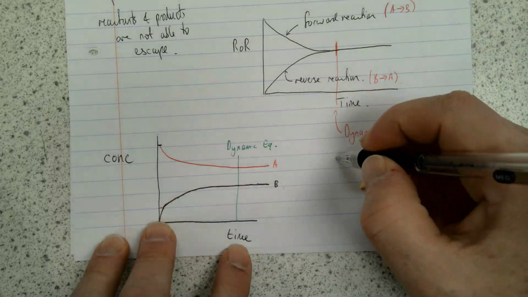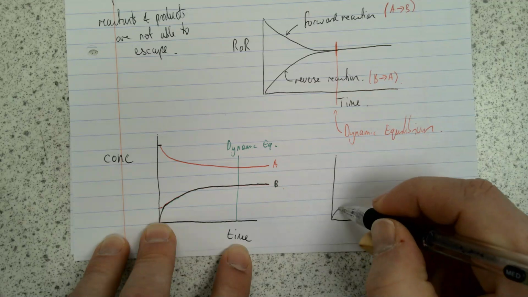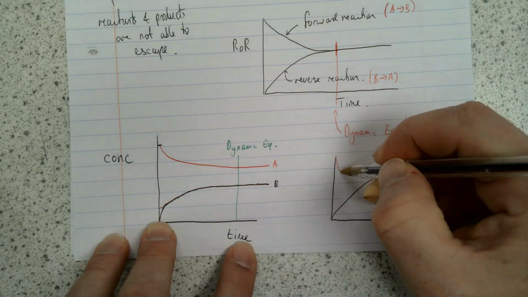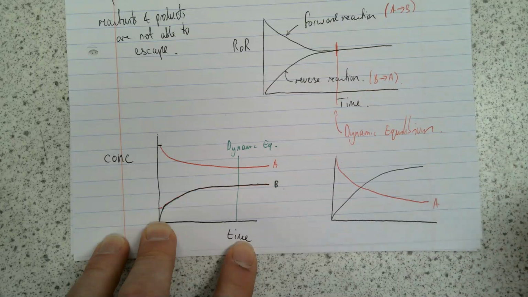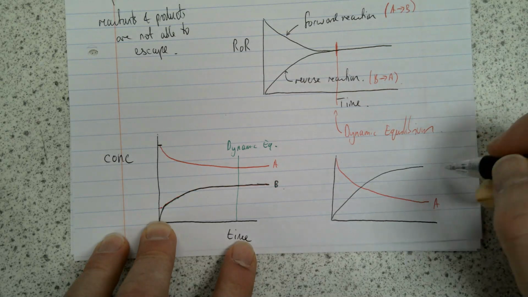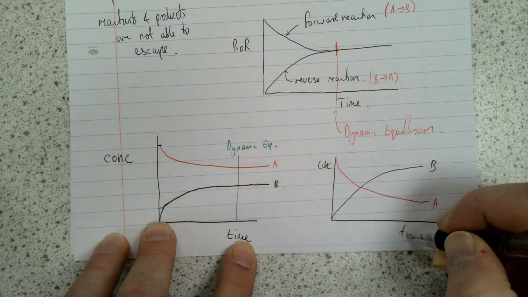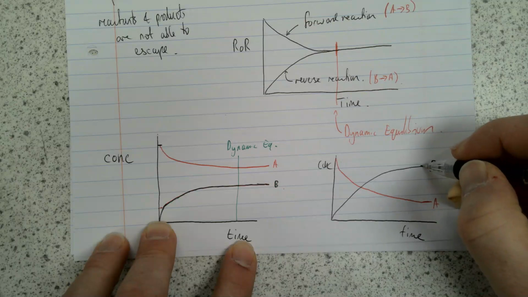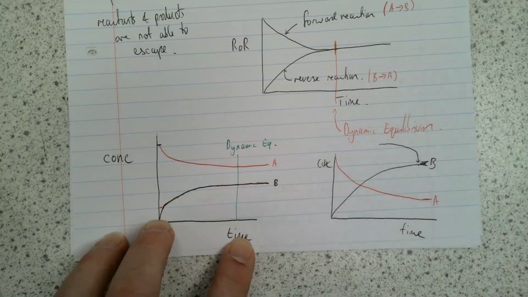That graph could have looked like this. They don't have to look like that. They could look like this. The concentrations don't have to be the same, they can cross each other like so. It's the point at which the concentrations are no longer changing that is the important thing. So when they're about there somewhere, the graphs flatten off. Okay.